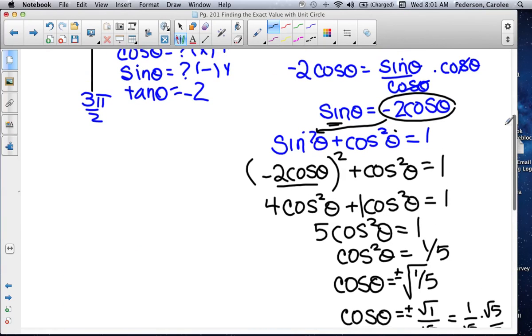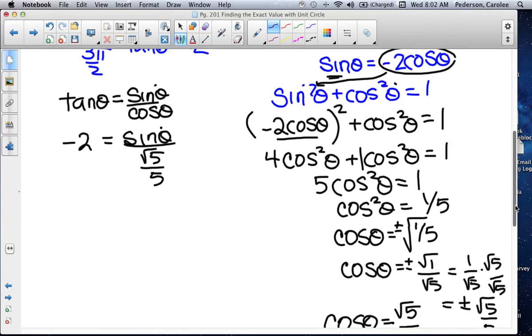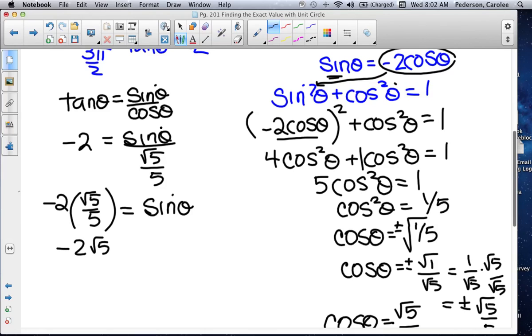So I'm going to use that same equation that I used at the beginning of the problem. The tangent of theta is sine of theta over the cosine of theta. And I was given the tangent of theta is -2. The sine of theta is unknown. The cosine of theta we just found to be square root of 5 over 5. Now we're going to solve this for the sine of theta. So I'm going to multiply both sides by this square root of 5 over 5. So negative 2 times square root of 5 over 5. And then that eliminates the fraction in the denominator. Now I'll multiply across. Negative 2 square roots of 5 over 5 equals the sine of theta.